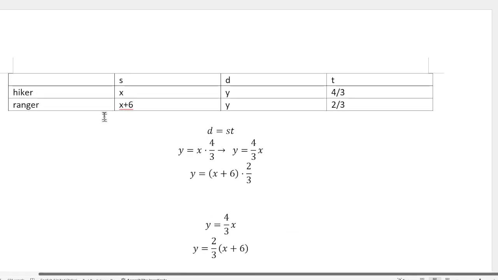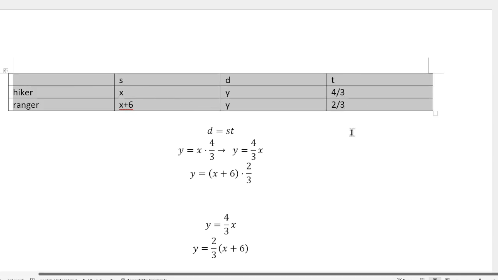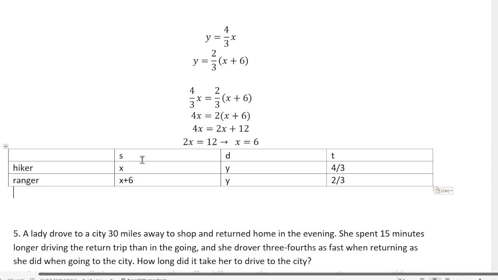What does that mean? That means that the hiker's speed is 6. Now, if the hiker's speed is 6, then the ranger's speed would be 12. Okay, and we can also know the y, because if x is 6, 6 times 4 is 24. 24 divided by 3 is 8. So we know that they both went for 8 miles. Okay, so we now know everything.